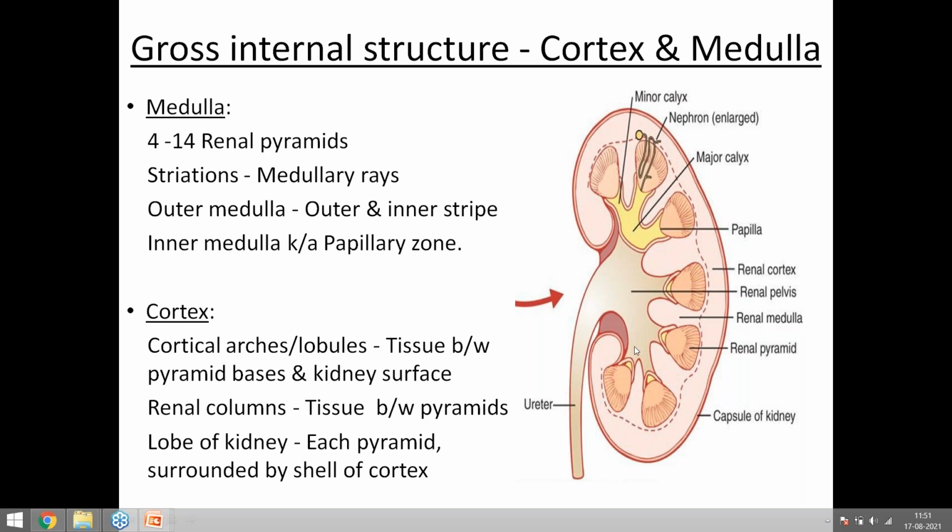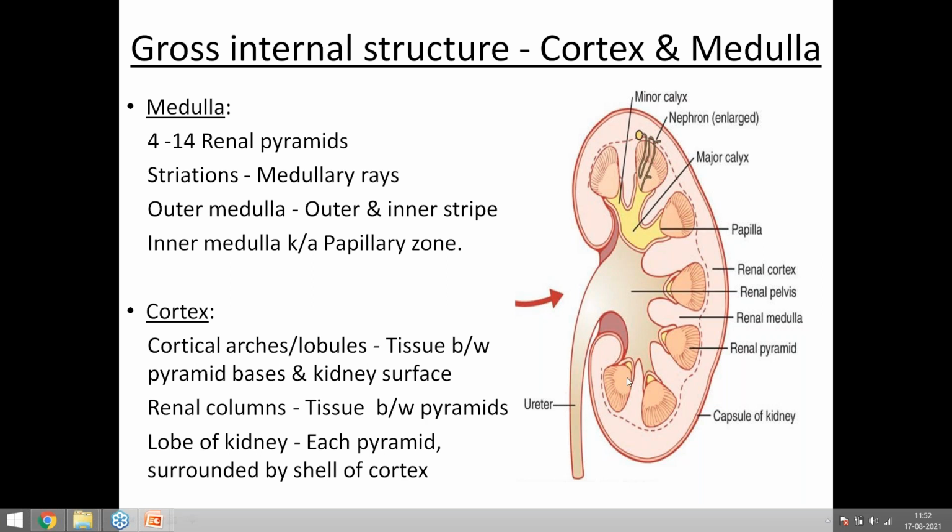So here, in between the pyramids are the cortical columns of Bertin. And as I mentioned earlier, each pyramid has a base directed towards the cortex and an apex, what we also call the renal papilla, which is directed towards the renal pelvis. And of course, this renal papilla or the apex of the pyramid fits into the minor calyx.